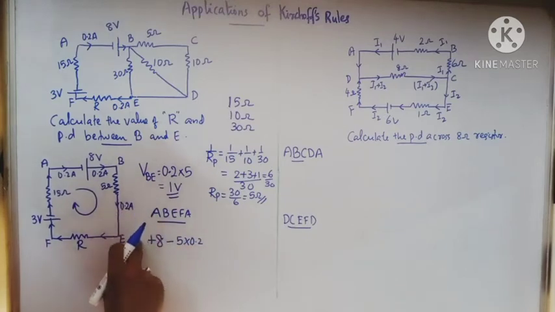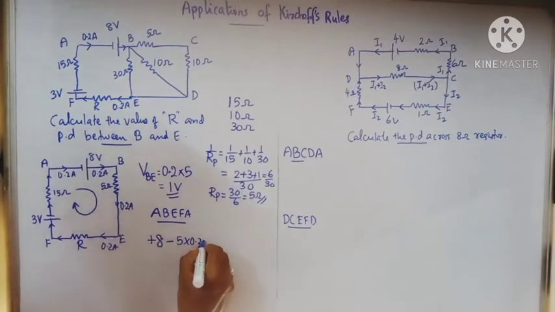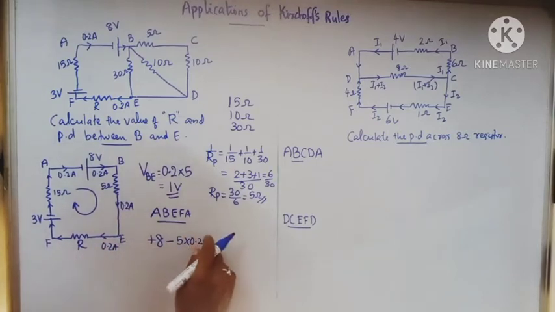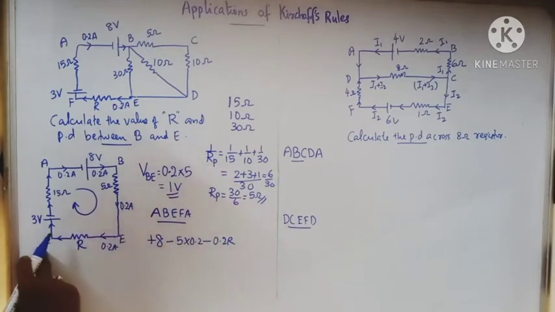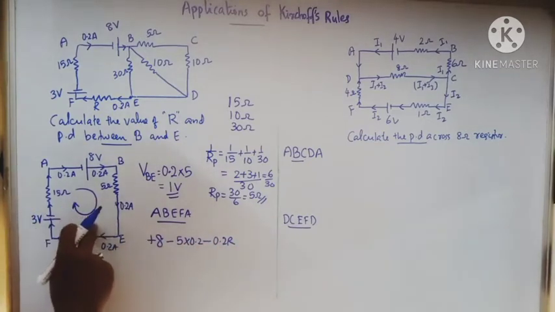Then we come through this resistor. Current is the same, 0.2 ampere. Resistance is R. We can write minus, same direction. We traverse like this, current also in the same direction, we put negative, minus 0.2 into R. Then we come upwards like this, we just move like this.